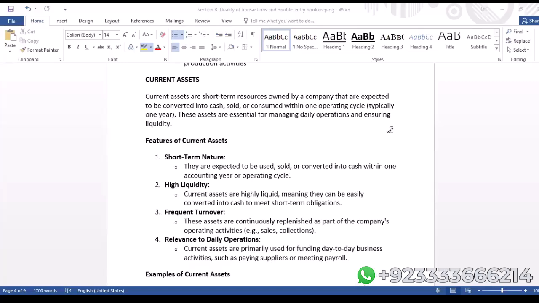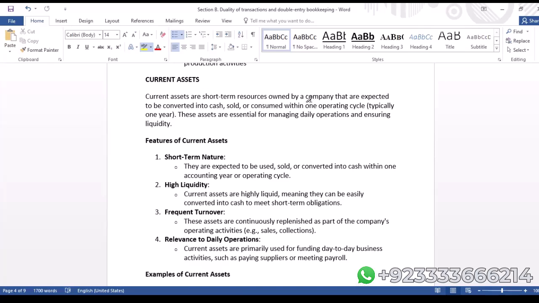In the last lecture, we discussed non-current assets. Now we are going to discuss current assets. So what are assets? Assets are the resources we own and control and are used to generate future economic benefit. This was the definition of assets. Let's see how it applies on current assets.